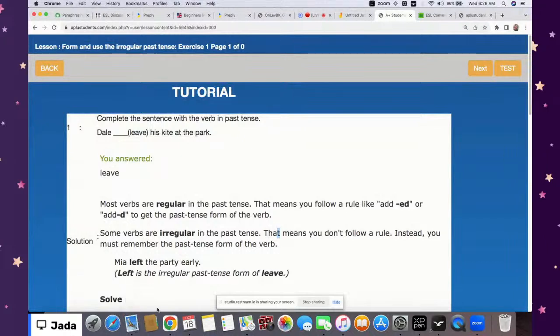So yeah. Complete the sentence with the verb in past tense, right? Now this one you need to be the one to complete it. You have to be able to figure out the past.